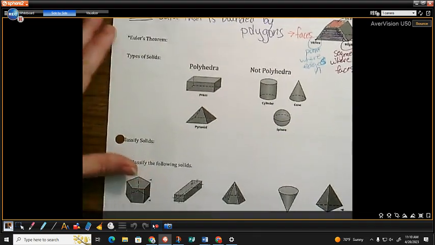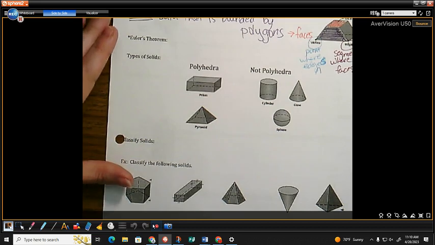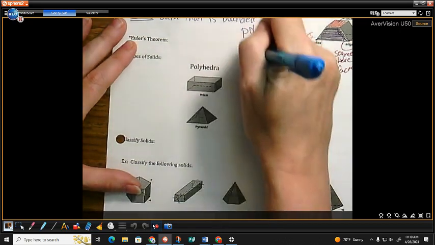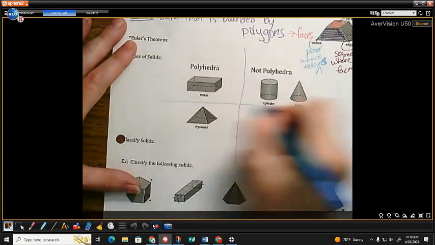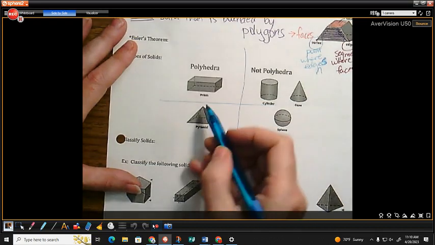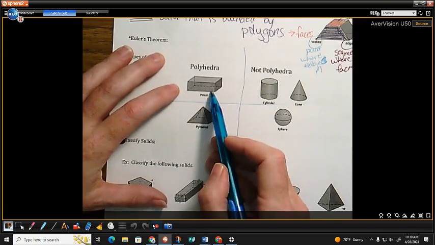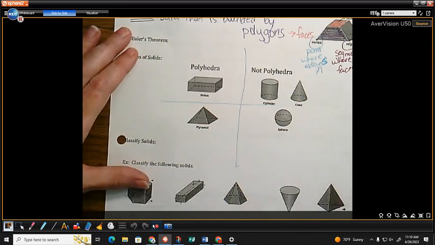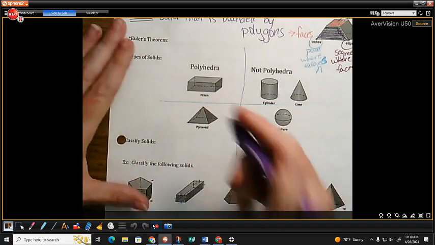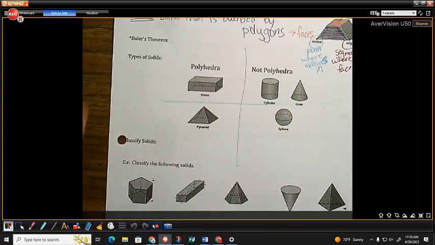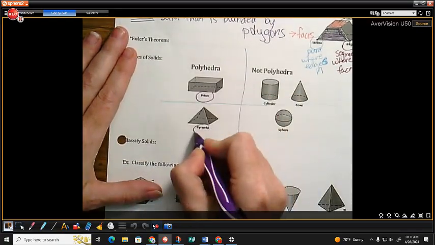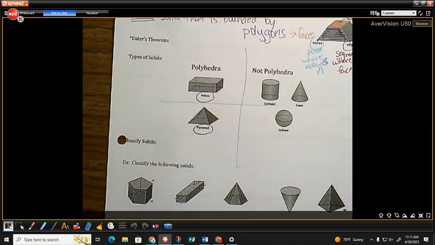Okay? So there are plenty of types of solids. In this unit, we're only going to focus on 2 types. We've got things that are polyhedra and things that are not polyhedra. We're going to focus on mostly the polyhedra things. There are 2 types we're going to do. We're going to have prisms and we're going to have pyramids.